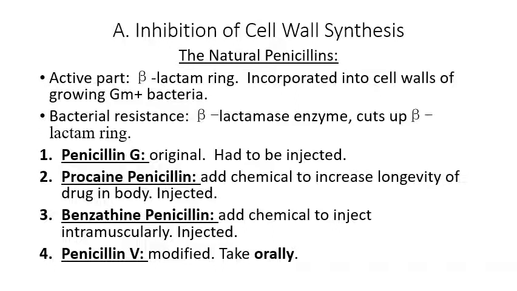Okay, so penicillin G, that was the original penicillin derived from Penicillium chrysogenum, the fungus. It had to be injected into the blood. Once it was injected, it decomposed fairly quickly, so you had to keep on injecting it. So then they made a new chemical formulation called procaine penicillin, which is again injected into the body. It has to be injected, but it increases how long the penicillin lasts in the bloodstream. So penicillin G has to be injected. That's the original. Procaine penicillin lasts longer in the blood, but it still has to be injected.